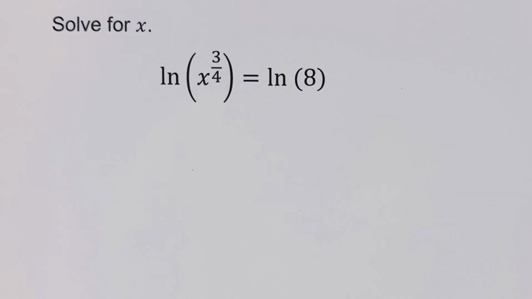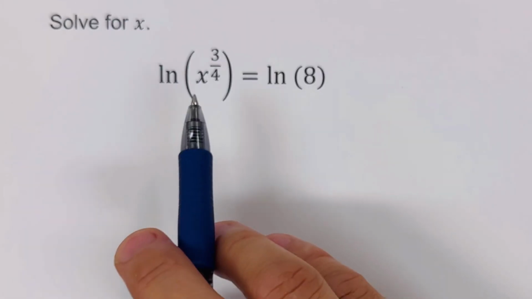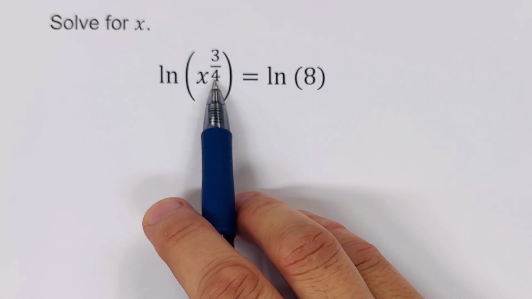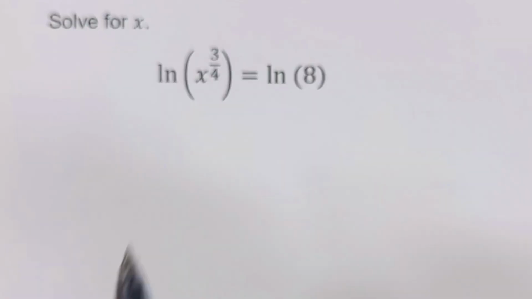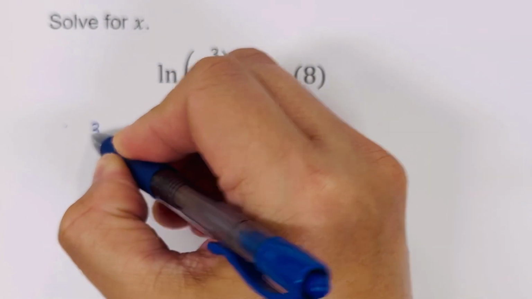Hello everyone, this video will show how to solve logarithmic equations involving exponents. Now let's go over this first example. If you notice, the equation that we have here has an exponent of 3/4. We are going to use the power property of logarithm to simplify this given expression. So this equation would come out.